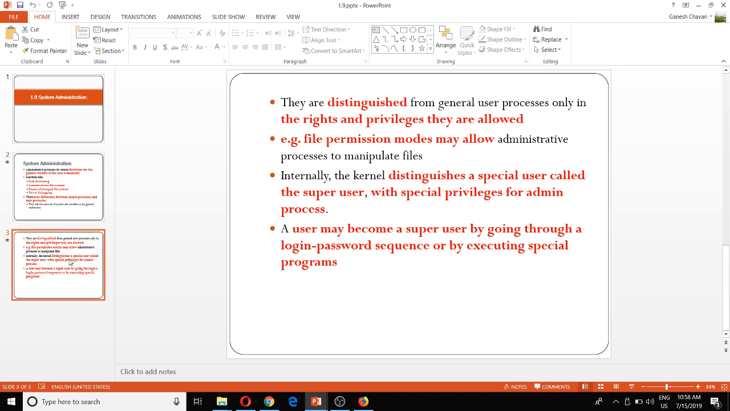Internally, the kernel distinguishes a special user called a super user with special privileges for admin processes. A user may become a super user by going through a login password sequence or by executing a special program. So this chapter ends here.